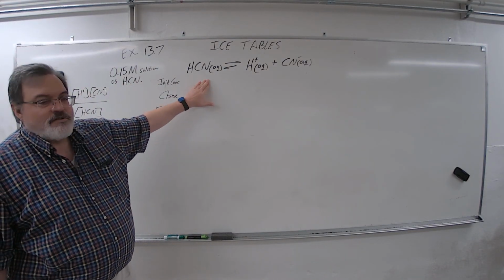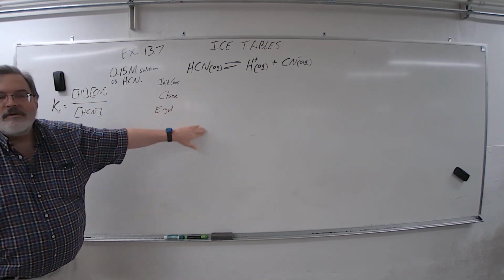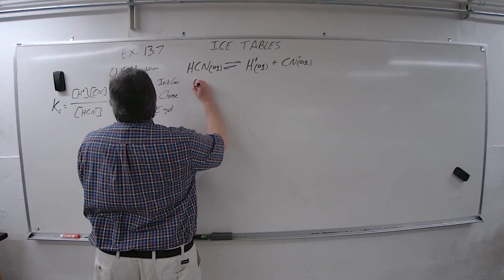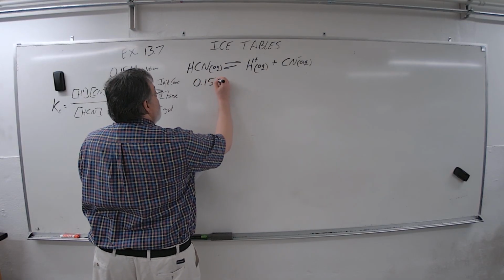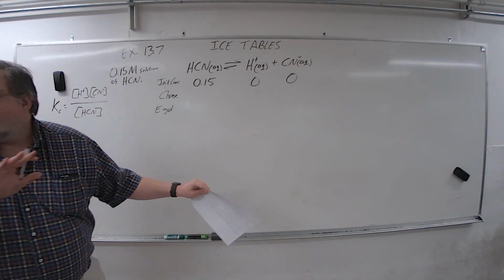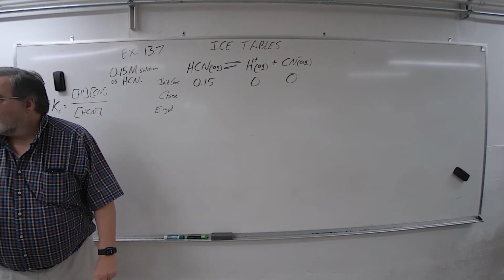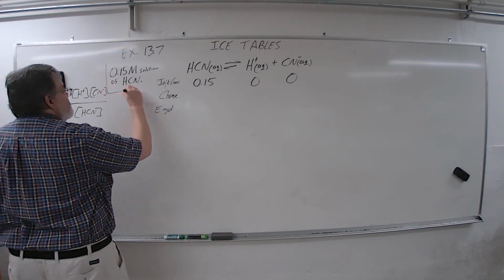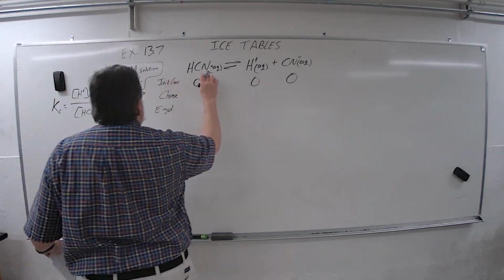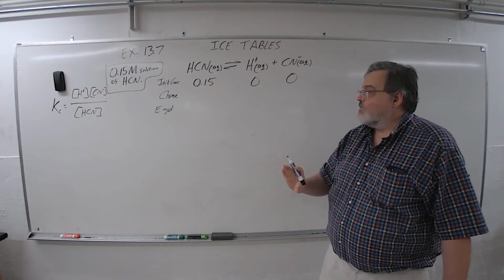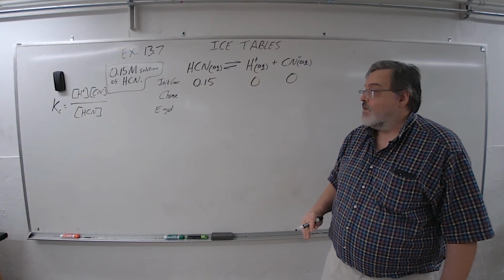So what's the initial concentration here? It is 0.15. And this is 0, this is 0, before it starts to dissociate into the ions. Does that make sense? It's usually stated this way in a problem. I have this molarity of HCN solution, but you know that it does this in the solution. So those are our initial concentrations.